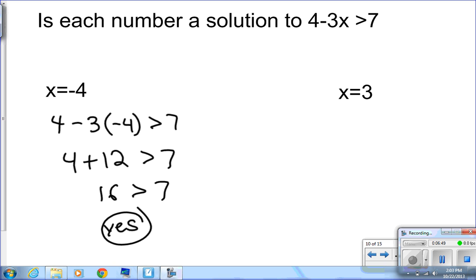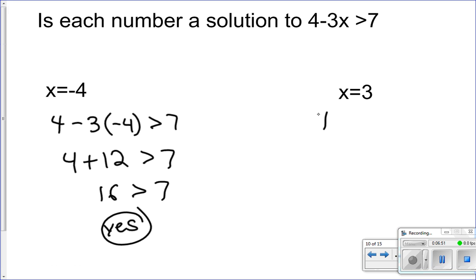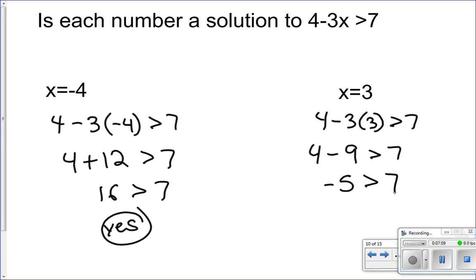Now let's try x equals 3. Plug it in, I get 4 minus 3 times 3 greater than 7. Simplify. 4 and negative 3 times 3 is minus 9, greater than 7. 4 minus 9 gives you negative 5, is it greater than 7? Well, negative 5 is not greater than 7, so the answer is no.